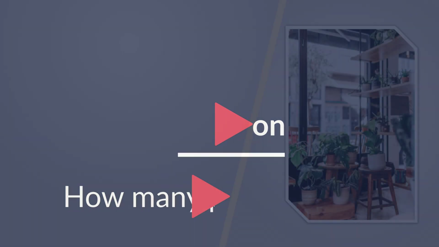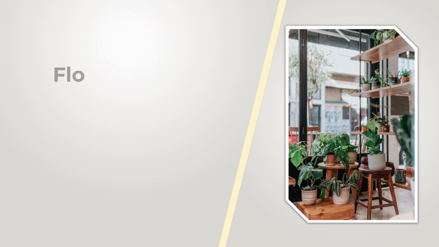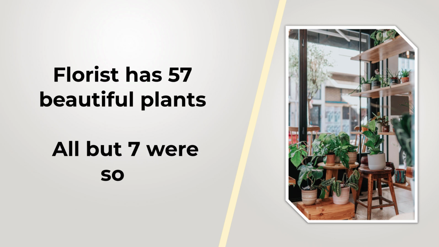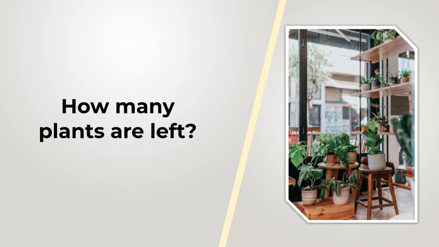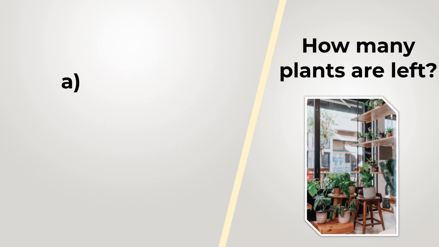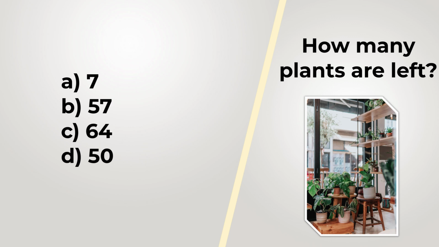Here's a challenging question you might frequently see on the test. A florist has 57 beautiful plants. All but 7 were sold. How many plants are left? There are 4 different choices. A, 7, choice B 57, choice C 64, and choice D 50.